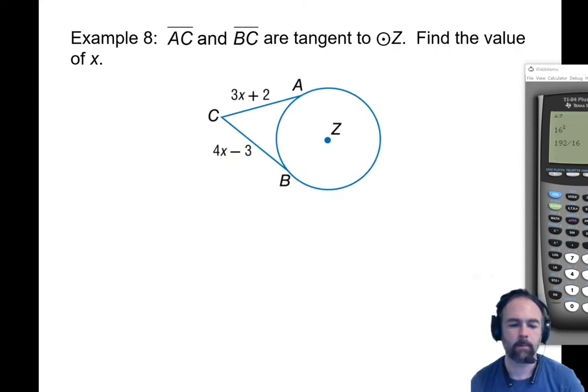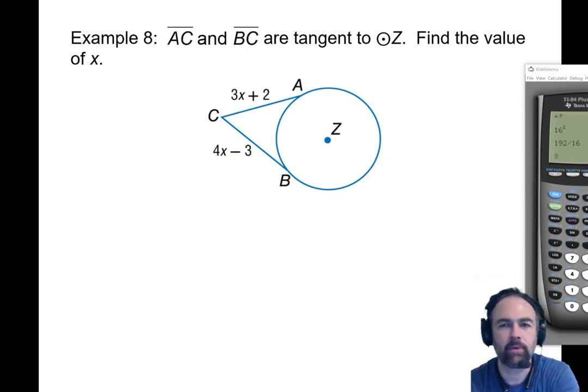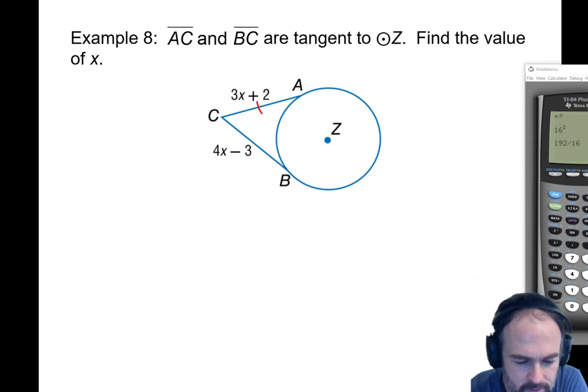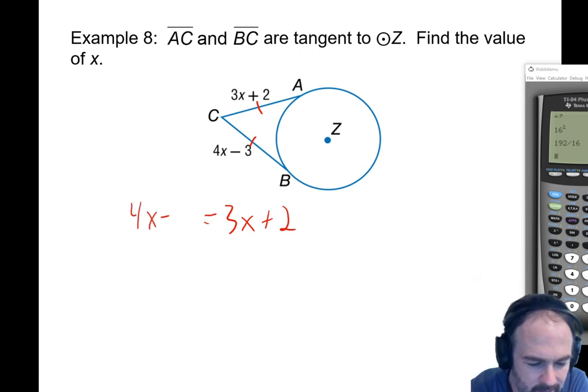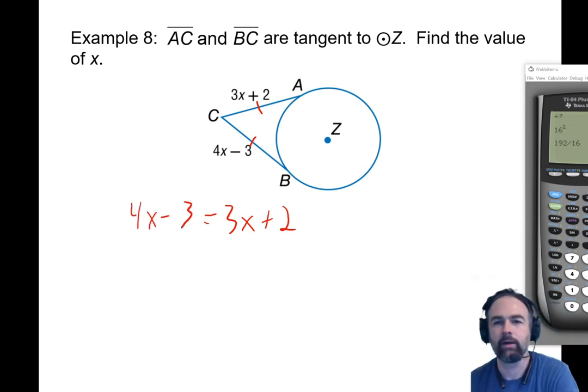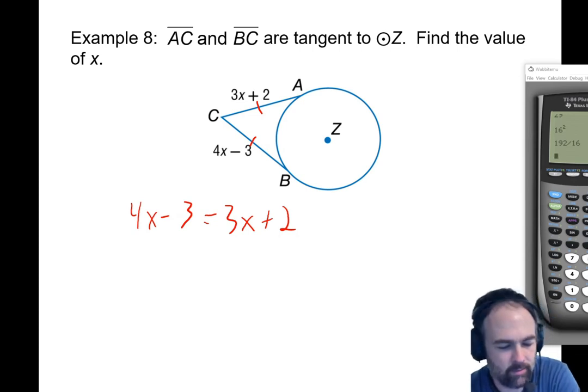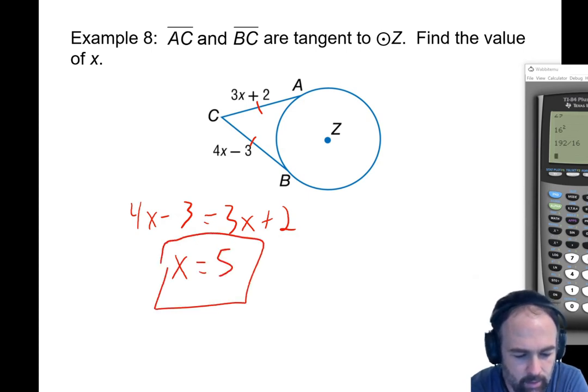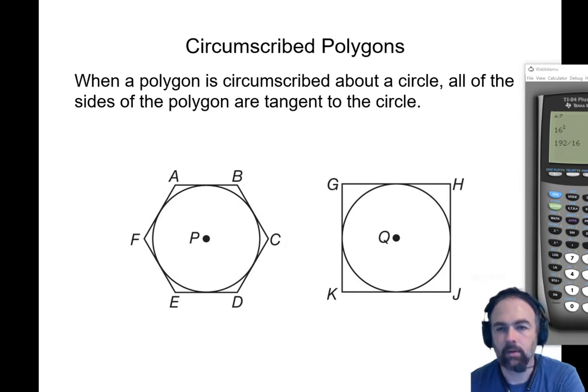All right, so here we go. Point C is an exterior point. AB is tangent, BC is tangent. Therefore, these two must be equal to each other. So 3x plus 2 is going to equal 4x minus 3. Yes, I know I wrote that weird, but I wanted the greater one to be on the left. So I went ahead and chose to put that over there. Subtract 3x gives me x. Add 3 gives me 5. And we are done.